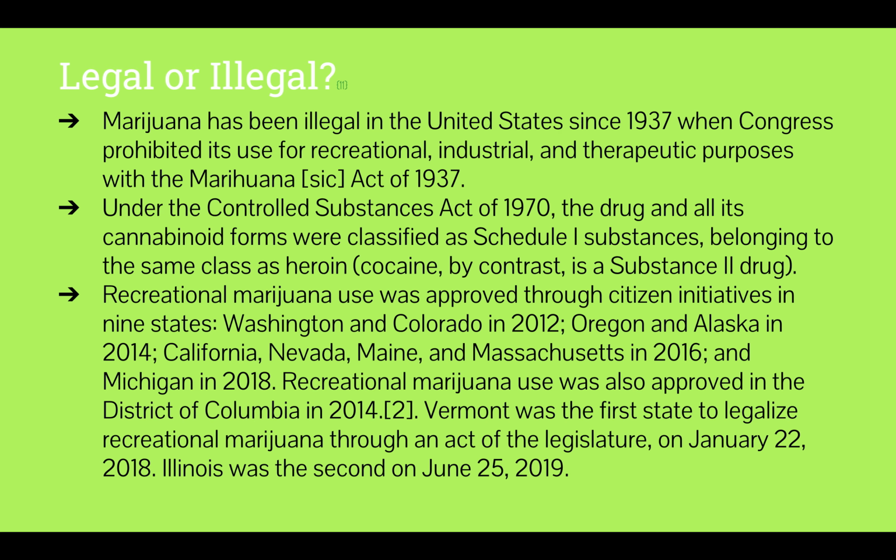Recreational marijuana was approved through citizen initiative in 9 states: Washington and Colorado in 2012, Oregon and Alaska in 2014, California, Nevada, Maine, and Massachusetts in 2016, and Michigan in 2018. Recreational marijuana use was also approved in the District of Columbia in 2014, and Vermont was the first state to legalize recreational marijuana through an act of legislature on January 22, 2018. Illinois followed and was the second state to do that on June 25, 2019.